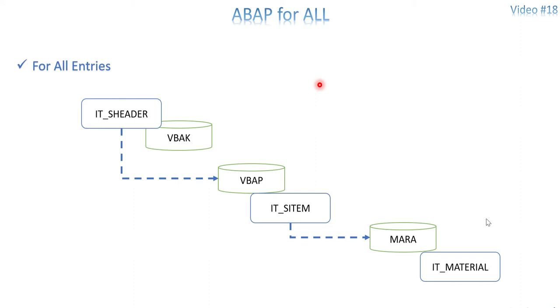ABAP is a fourth generation language. It's mostly pure like English. So FOR ALL ENTRIES: get all the data for all entries of this internal table, get the information from VBAP. And for all entries of this item information, get the information from the MARA table. So that is the idea of FOR ALL ENTRIES.